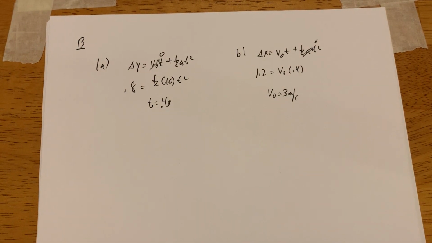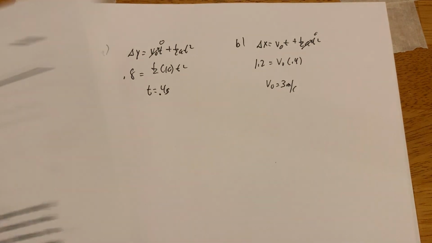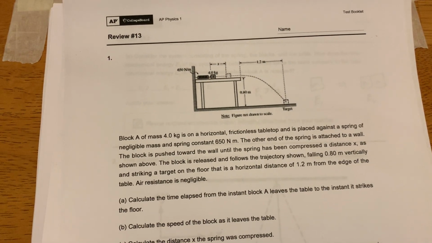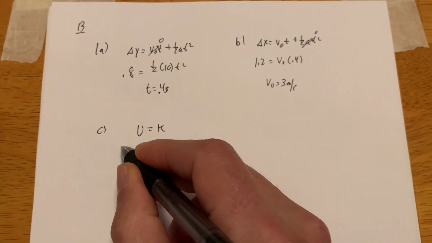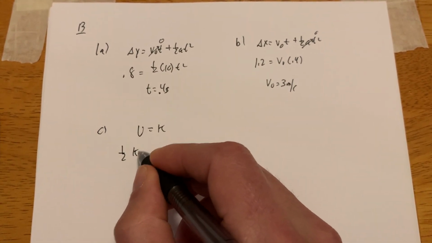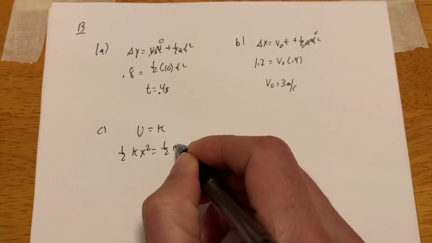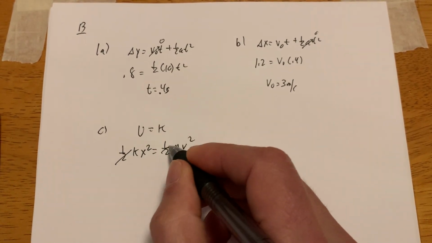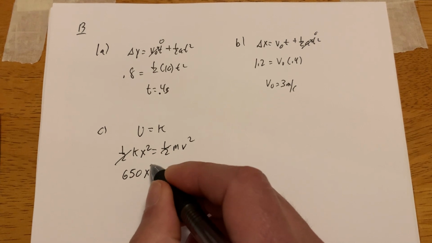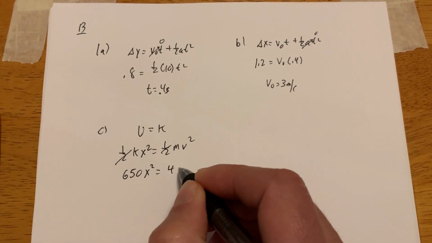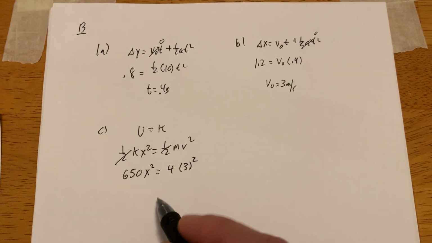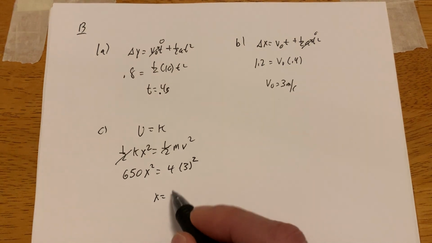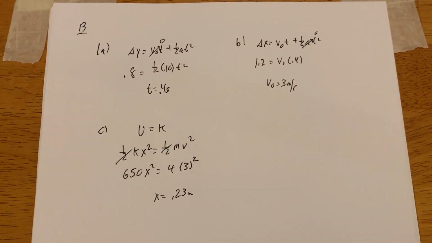All right, not terrible. C says, calculate the distance the spring was compressed. All right, now U is equal to what? 1/2 kx squared equals 1/2 mv squared. Slash and burn those halves, 650 x squared equals 4 times 3 squared. Doing a little bit of math, I got x is equal to 0.23 meters.